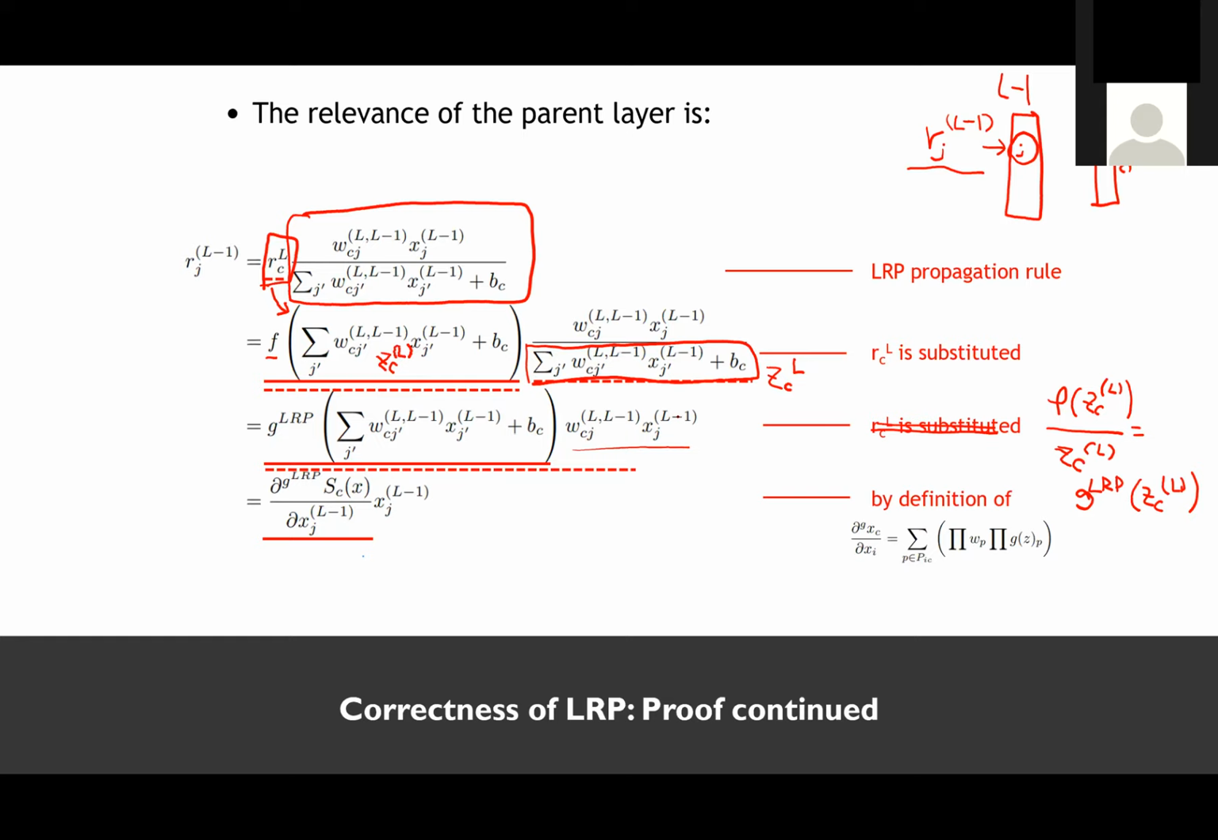And by the definition of this gradient, the partial derivative in terms of G LRP, output x C, input x j, is the multiplication of all the weights along the path times the G LRP that we compute along the path, right? So this is the G LRP along the path, and this is the weight along the path, right? So this is W P, and this is G P. And we can say that this part is the G LRP partial derivative, meaning that for all the paths, we multiply W and the activation function times input, right? So then we can say that this rule will be satisfied in the final layer.